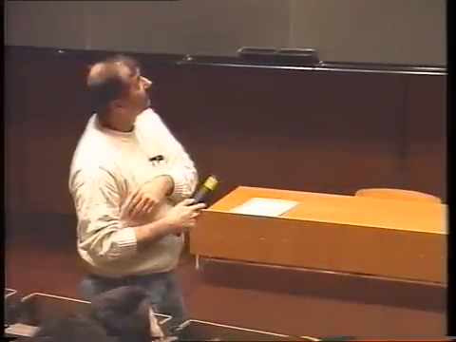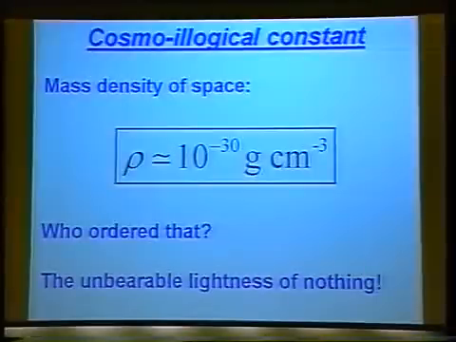So if this is correct, then there is a mass density of space of 10 to the minus 30 grams per cubic centimeter. That's a fundamental mass density of space. And it's, I think, better described as a cosmo-illogical constant because it's such an incredibly small value compared to any other scale in physics. And the question is, who ordered that? Where does that come from? How does one understand the unbearable lightness of nothing?